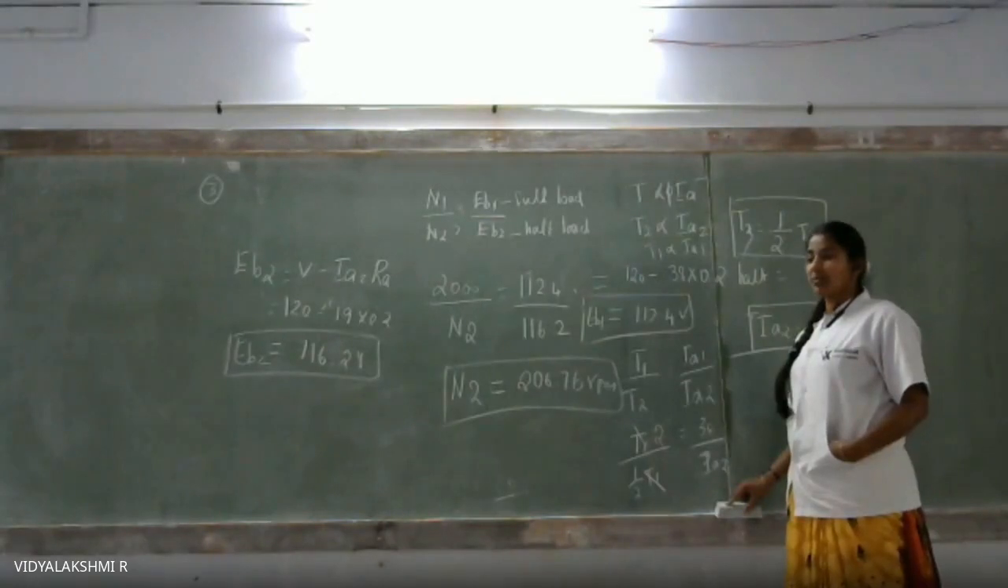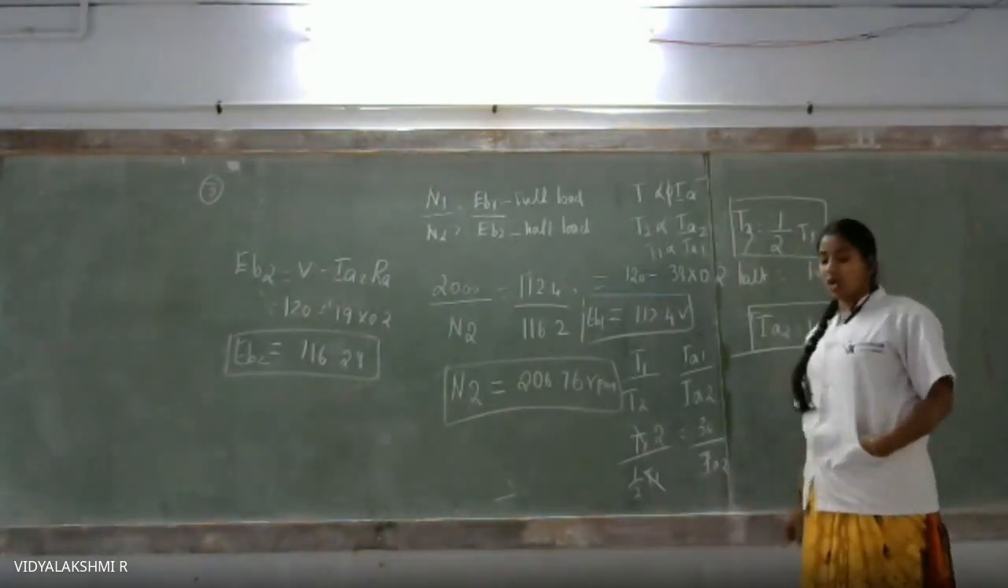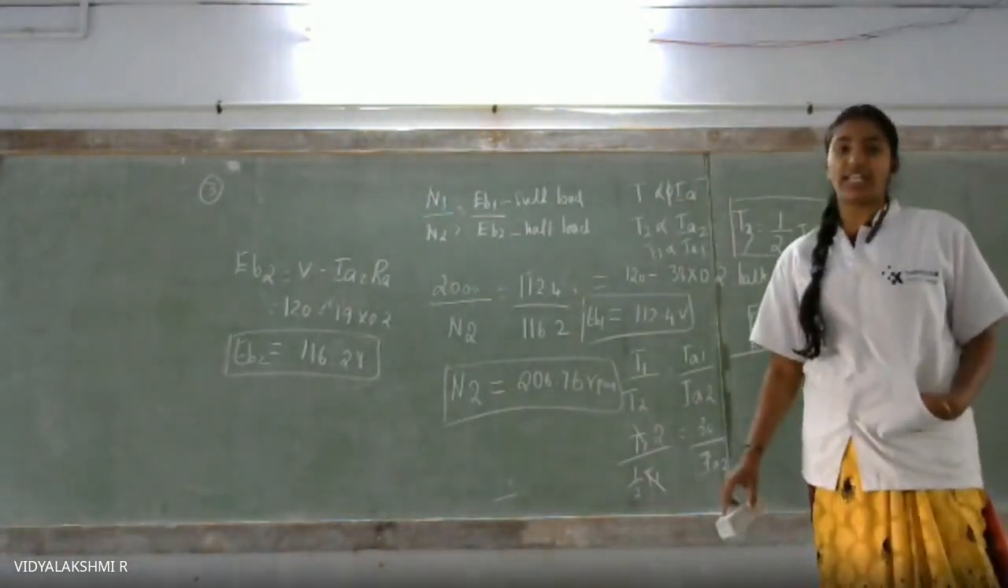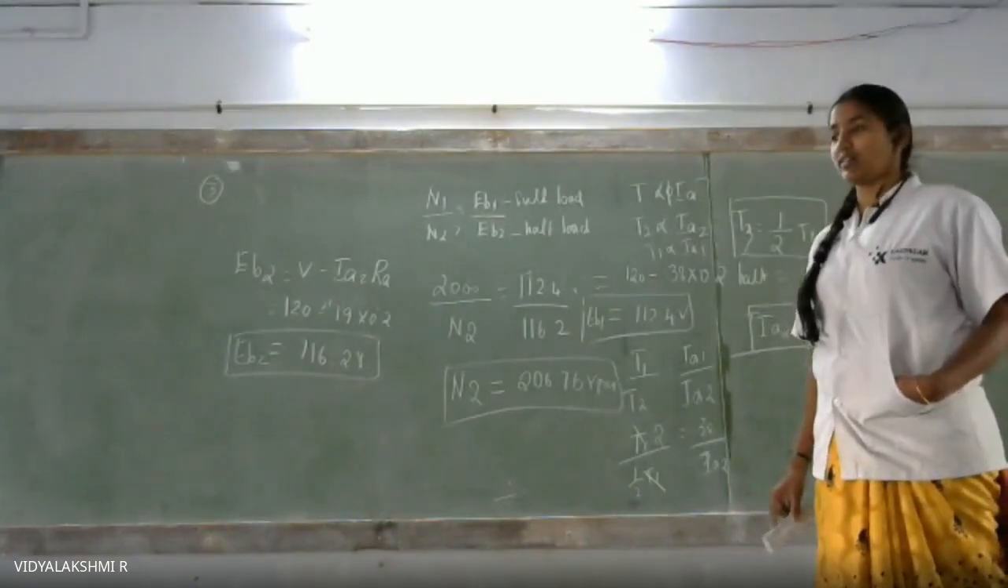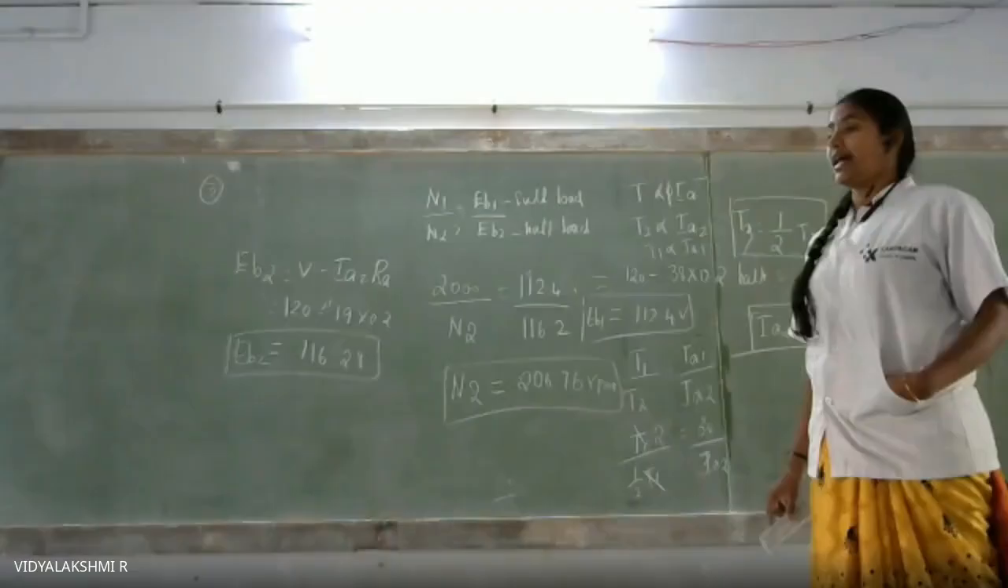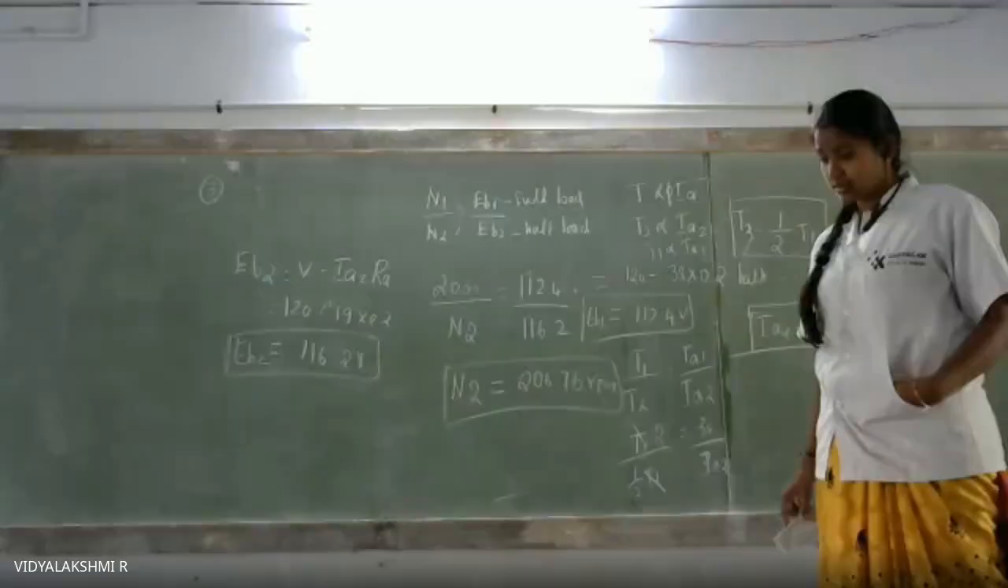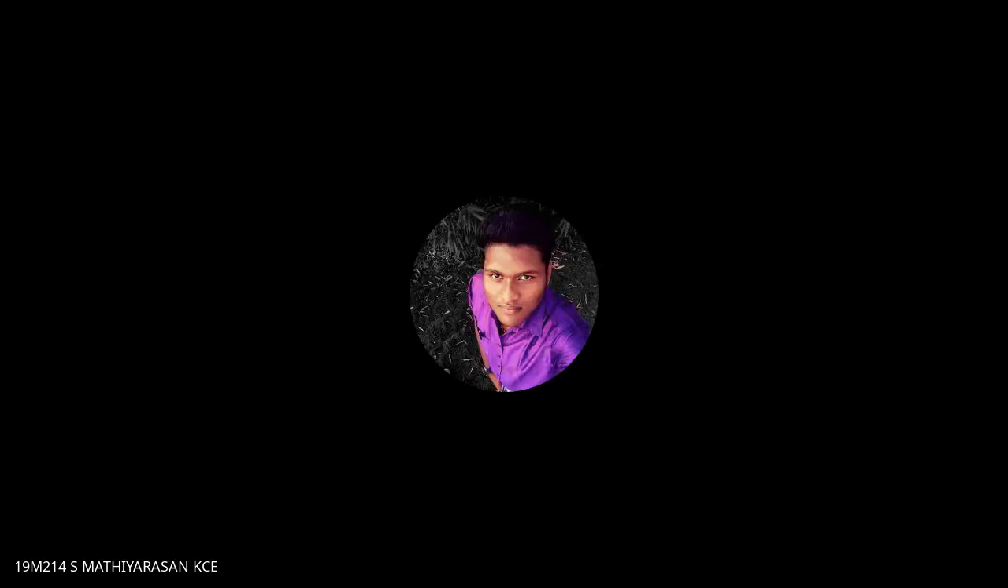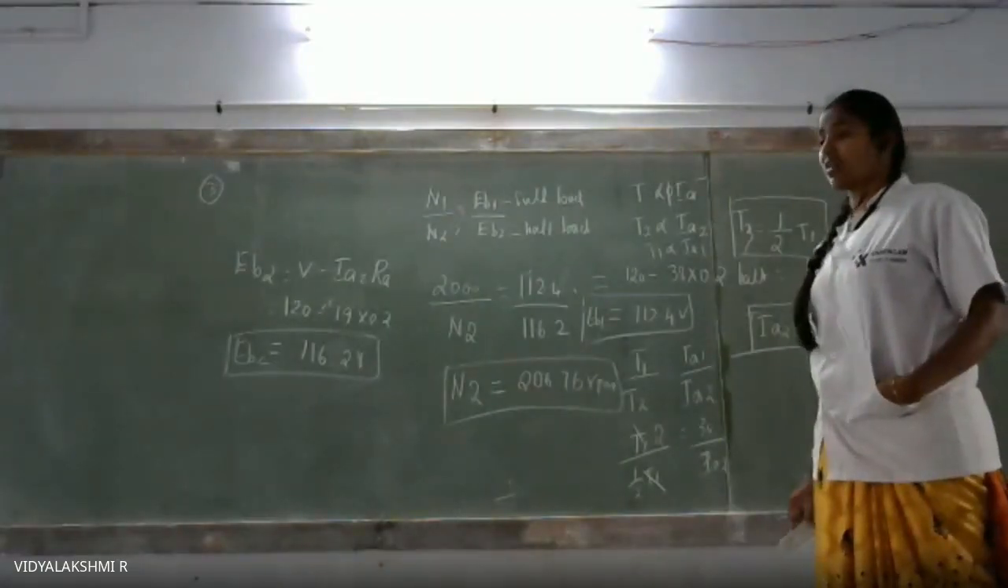Have you all got my point? Till now, I'm solving the problem regarding only the shunt motor. T is equal to 1 by 2 pi, T is equal to 1 by 2 pi TF. So there is no change in the torque equation formula.